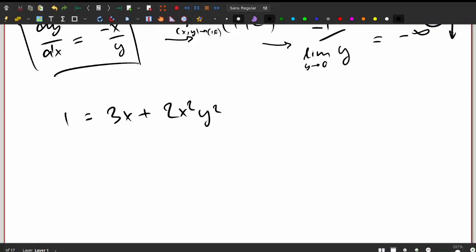Now, we use the exact same process. You just take the derivative of both sides. Constants become 0, 3x becomes 3, and here we must use product rule. I'm going to take out the 2, and now remember, this becomes f prime g plus g prime f.